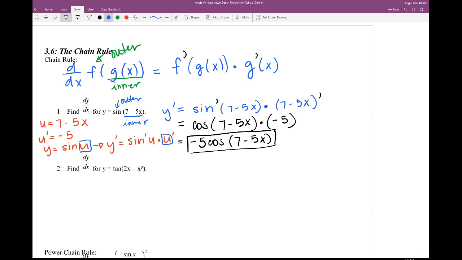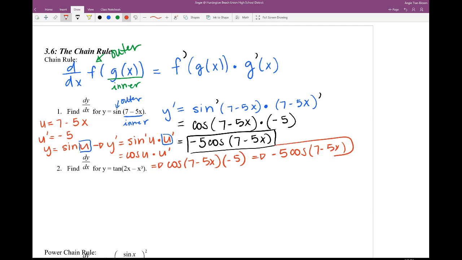So what is sine prime of u? Well, sine prime of u is cosine of u. What's u prime? Well, u prime is u prime because we don't know what it is. Well, now we can plug it in, right? So u is 7 minus 5x, so we get cosine of 7 minus 5x, and u prime is negative 5, and make it pretty. And as you can see, either way is exactly the same.